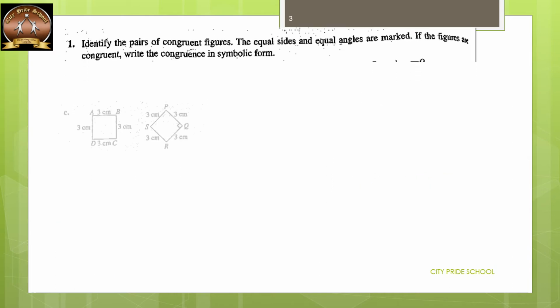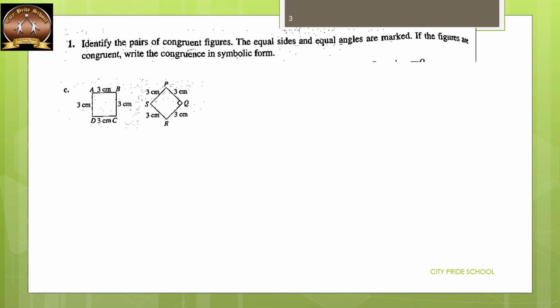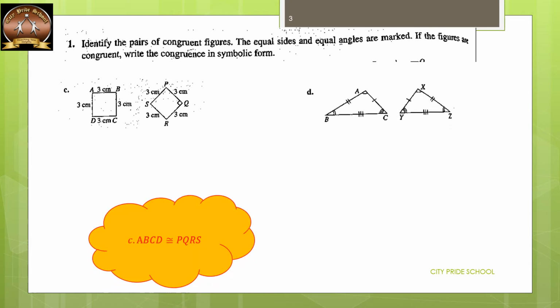So children, let us continue with question number 1. So there is C. You have a square ABCD whose side is equal to 3 cm and one more square, that is PQRS, whose side is also 3 cm. So can we say the two squares are congruent? Yes, these are equal because they are of the same length. So I can say that square ABCD is congruent to square PQRS.